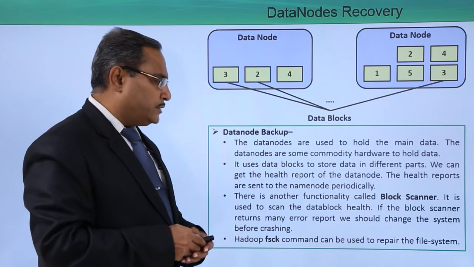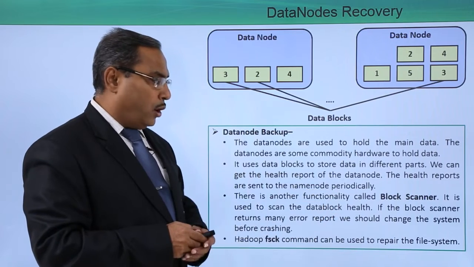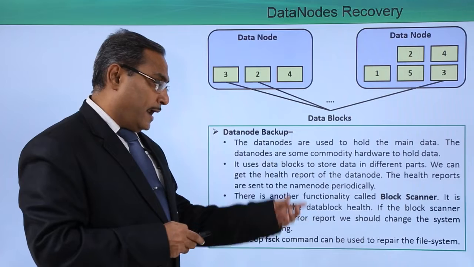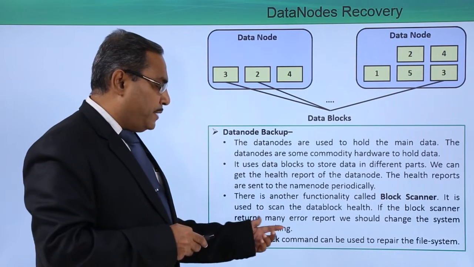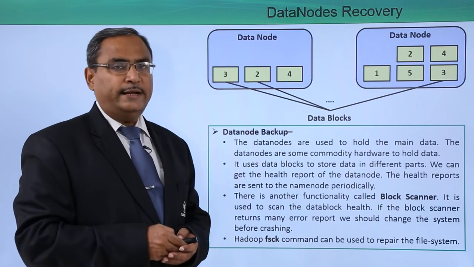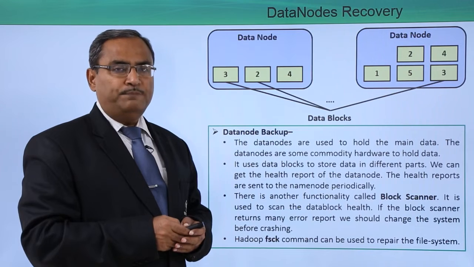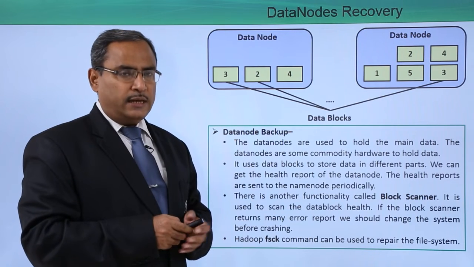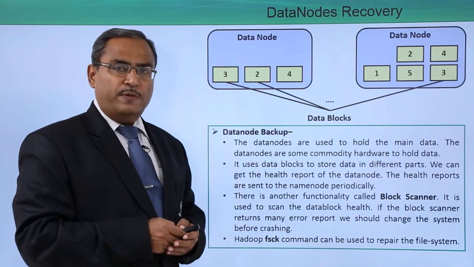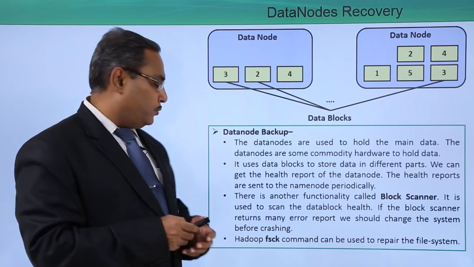There is another functionality called the block scanner, and it is used to scan the data node health. If the block scanner returns many error reports, we should change the system before it crashes. This block scanner will send the health report of the data nodes, and if you find that many erroneous reports are getting generated against the data nodes, then before it crashes, we can replace it or repair it.